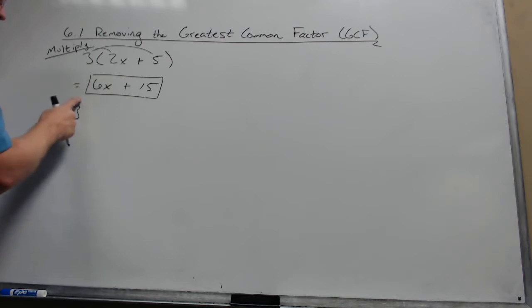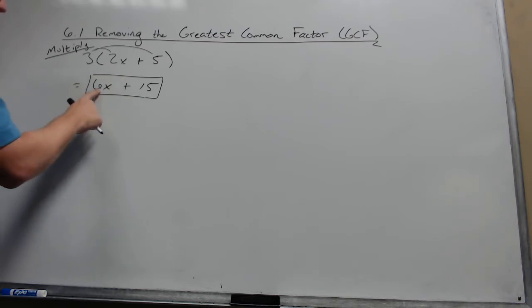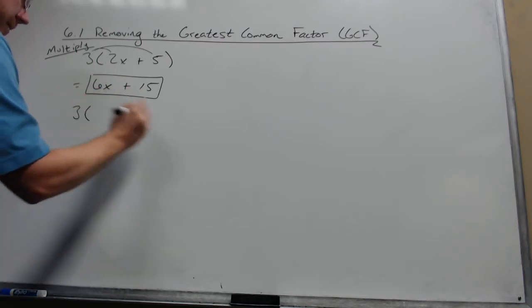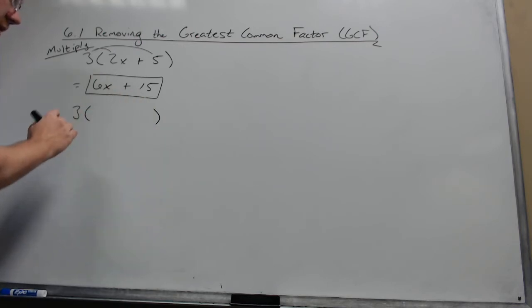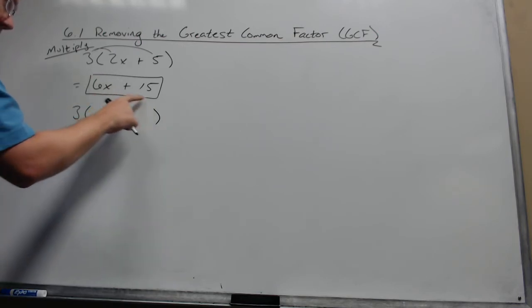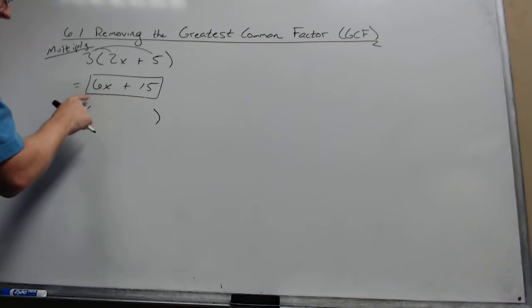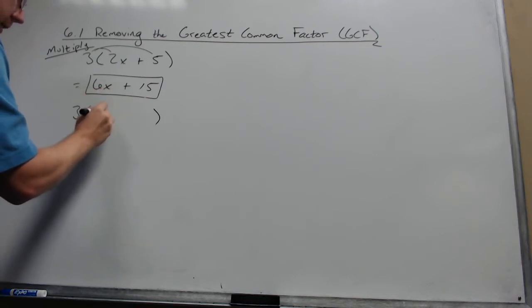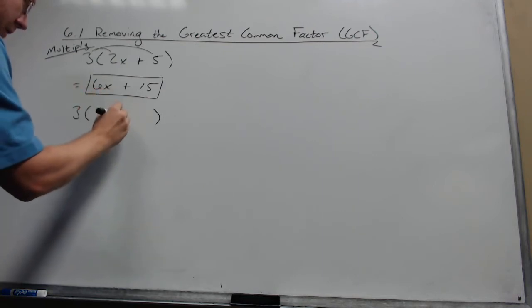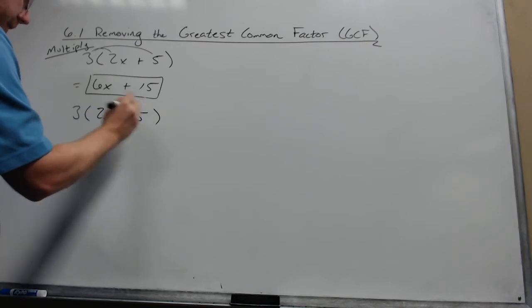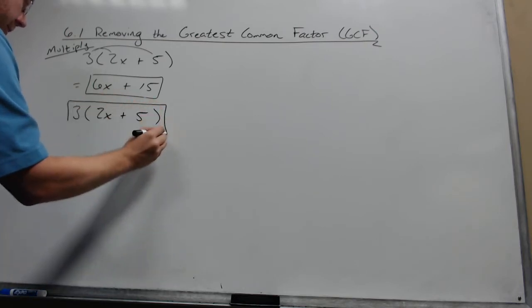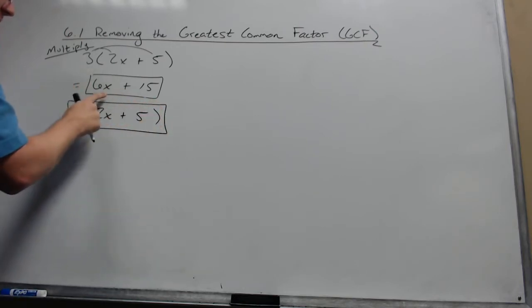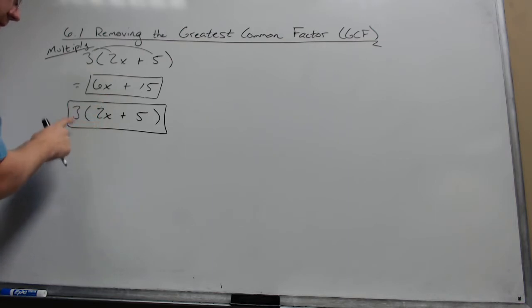Right, once we pick out that 3 is the largest piece that divides into them, we open up a set of parentheses and we say, well, what's left over? If I divided all of these by 3, what would I have left? So 6x divided by 3 would be 2x. And 15 divided by 3 would be 5. Right, we're back to where we started. So we undid this multiplication by finding this GCF.